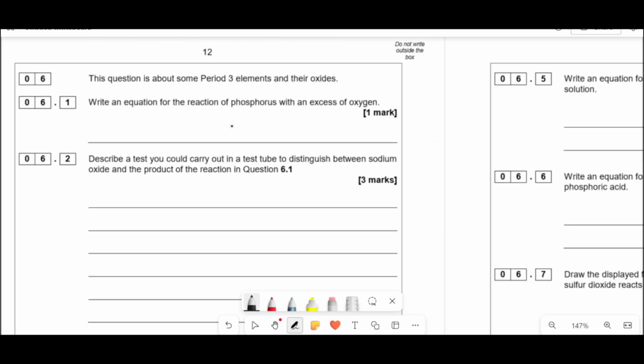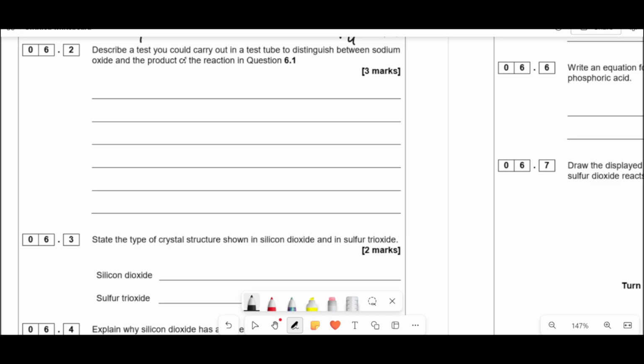It says write an equation for the reaction of phosphorus with an excess of oxygen. This is a specific example you need to know. So it's going to be P, P4, sorry, plus some amount of O2, gives you P4O10. Balancing it, it's 5 O2. You can't have P2O5. This is an example they specifically want.